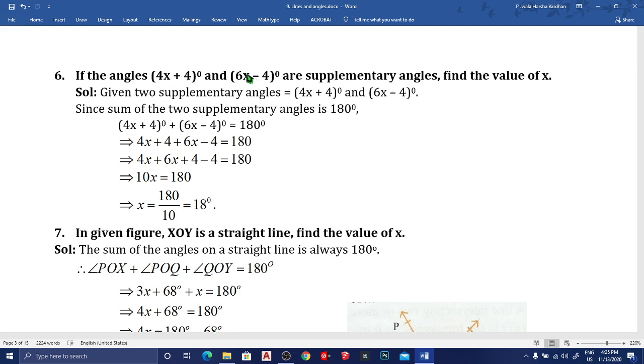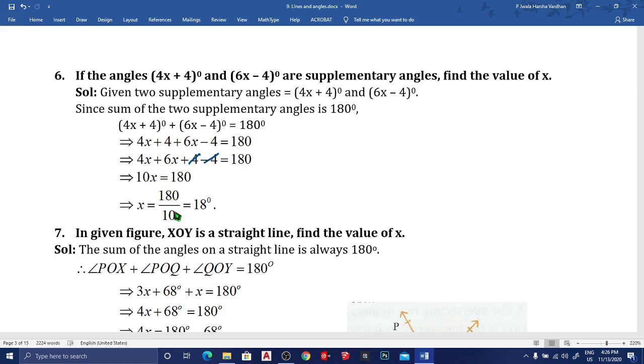Now we can take the sum of these two angles being equal to 180 degrees as an equation like this. Since the sum of two supplementary angles is 180 degrees, 4x plus 4 degrees plus 6x minus 4 degrees is equal to 180 degrees. Removing the brackets, we can write 4x plus 4 plus 6x minus 4 is equal to 180. Writing all the like terms together, all the x terms and all the constant terms, 4x plus 6x plus 4 minus 4 is equal to 180. The 4s get cancelled here. Next, 4x plus 6x is equal to 10x, which is equal to 180.